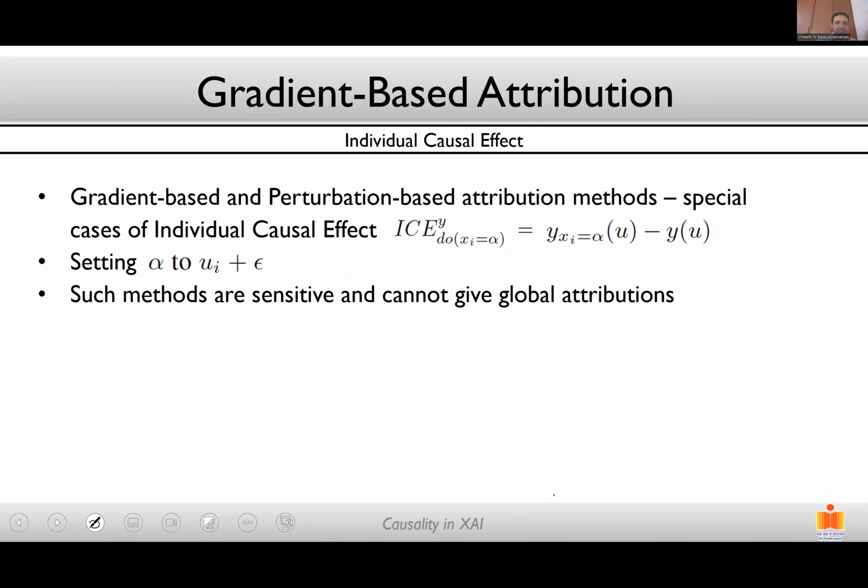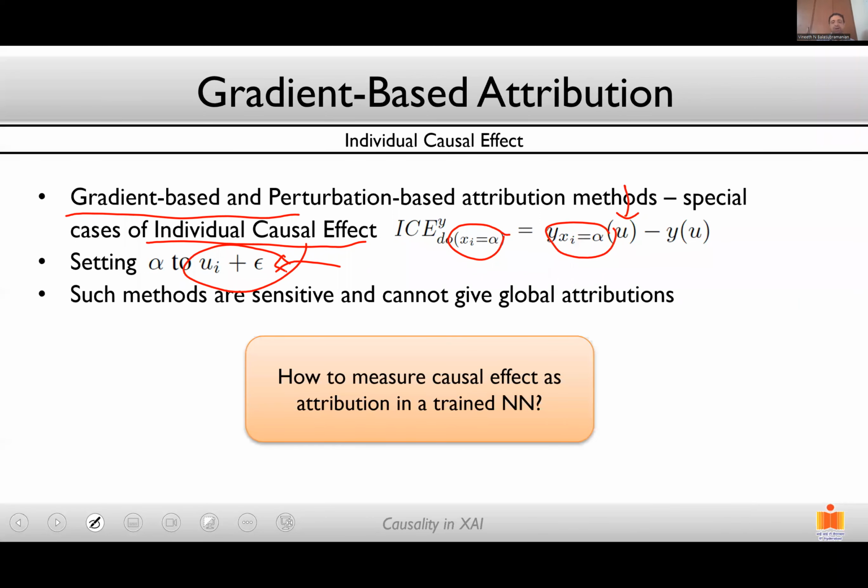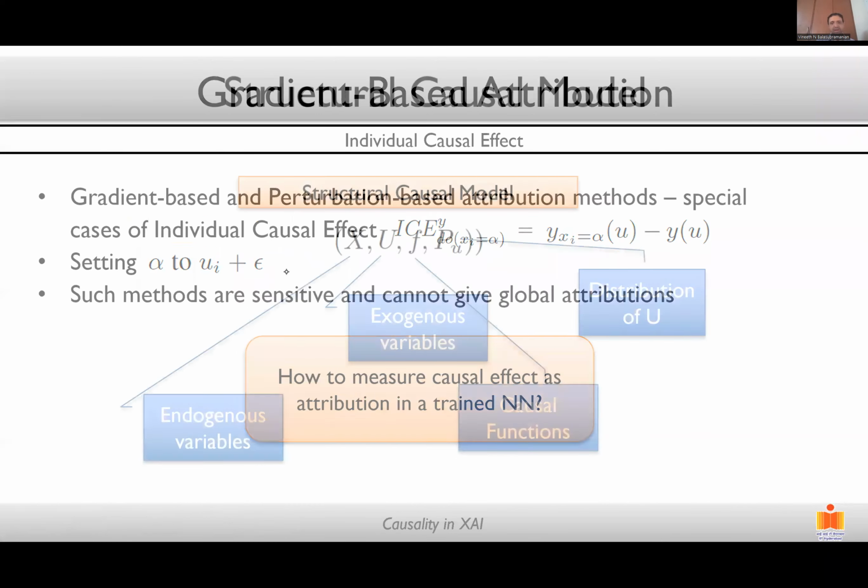One could view a gradient-based approach to getting attribution as computing what is called individual causal effect. By individual causal effect, we mean that you take a particular xi, one of the dimensions of x, set it to alpha, and then you change it to xi plus epsilon. So initially you set it at a particular value, and then you change it to xi plus epsilon and see what happens. Okay, that's your first principles definition of gradient. Unfortunately, these kinds of methods are sensitive. They only measure individual causal effect, not average causal effect, and cannot give global attributions. So how do you measure average causal effect as attribution in a trained neural network is what we investigated.